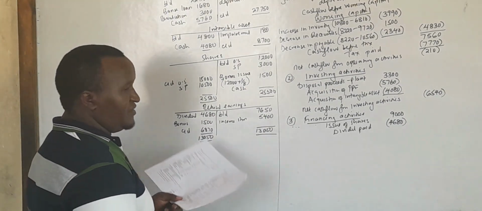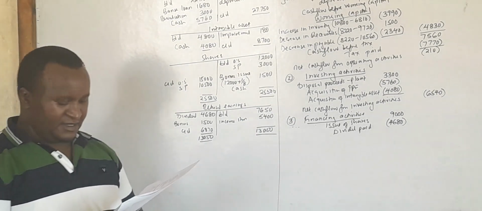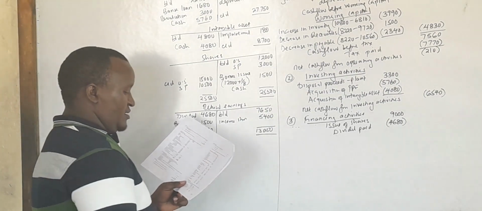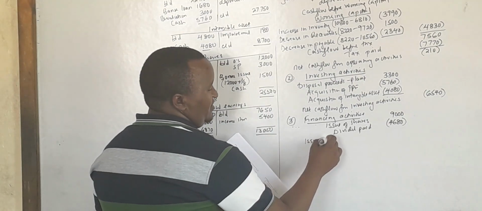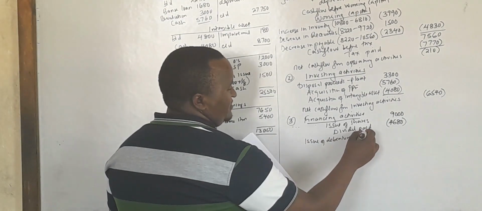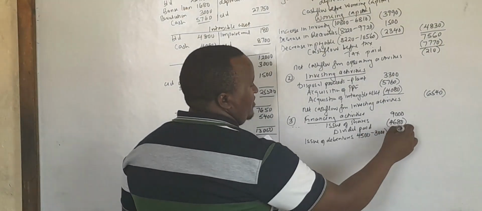What happened to the debentures? Look at the debentures. Is it an increase or a decrease? It increased. Yeah, issue of debenture. Debentures are loan stocks. Issue of debentures. 4.5 minus 3. So we received 1.5.